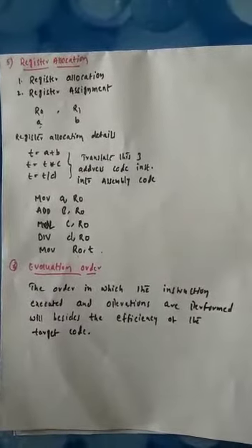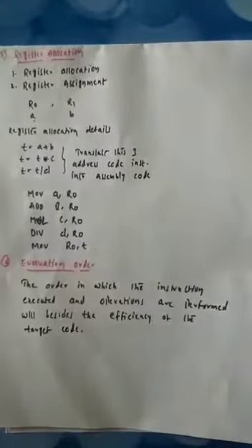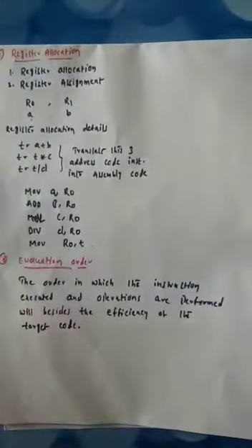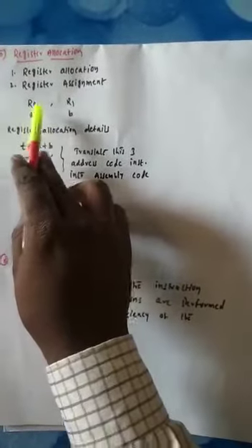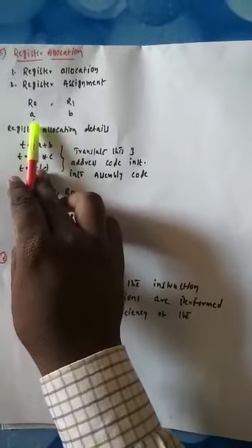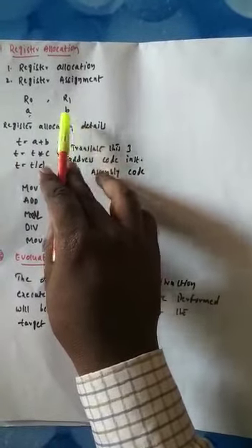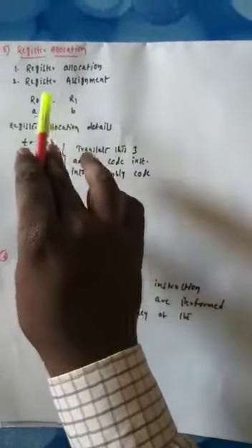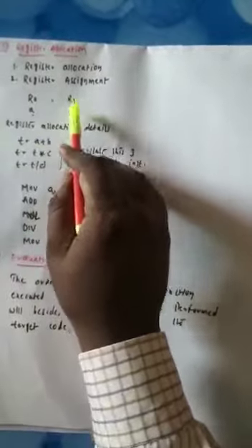What is register allocation? Register allocation specifies which register contains which variable. For example, we have two registers here, register R0 and register R1. The register R0 contains the variable A, and the register R1 contains the variable B. So register allocation specifies which register contains which variable.